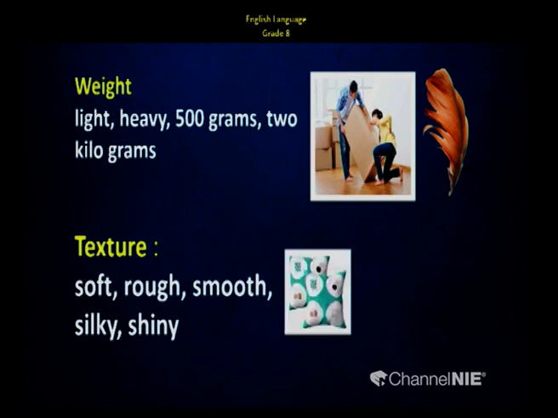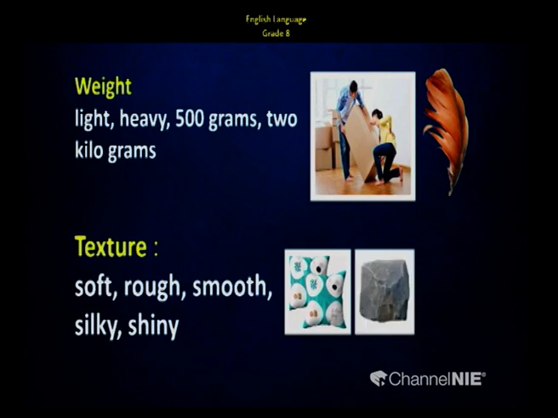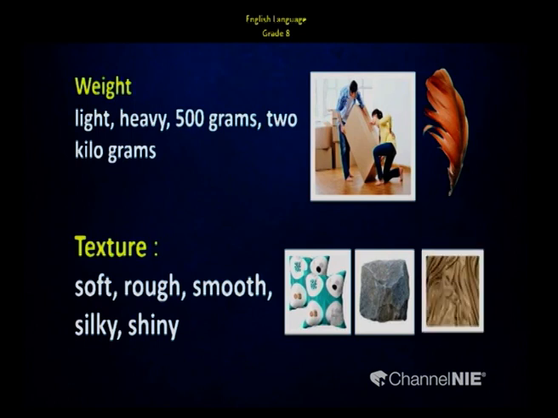The texture: soft, rough, smooth, silky or shiny. Yes, that's right. So pillows are very soft. What do you think about the rock? It's very rough. Yes, when you describe a rock, you have to say rough. And you can see some material there, cloth there. What can you say? It's silky or shiny.